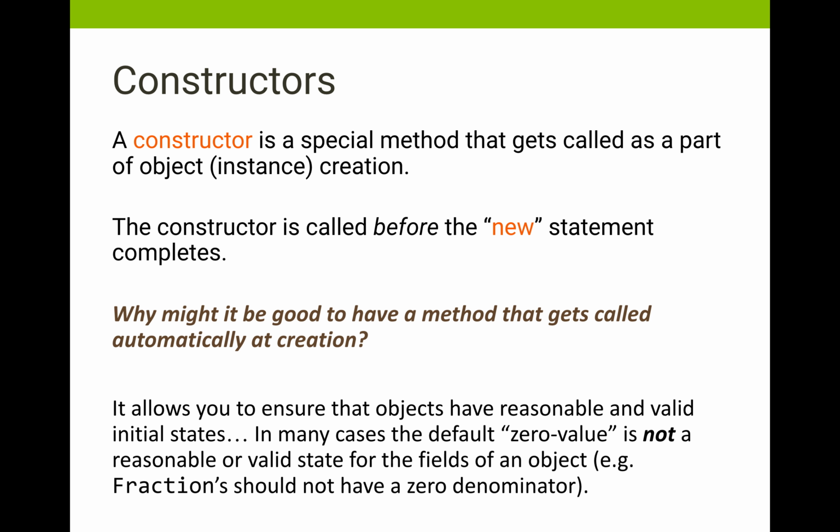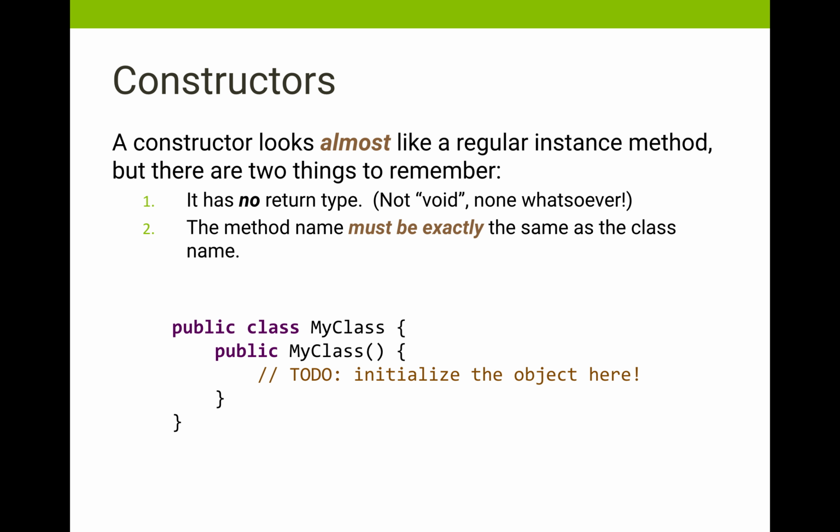Most of the time default values have 0 in them, and if you create an object and it has information in there that you want to control, like maybe, I don't know, a fraction. You don't want your fraction to have a 0 denominator because that would crash. So you want to make sure that we set that correctly. How? Well, we would write a constructor.